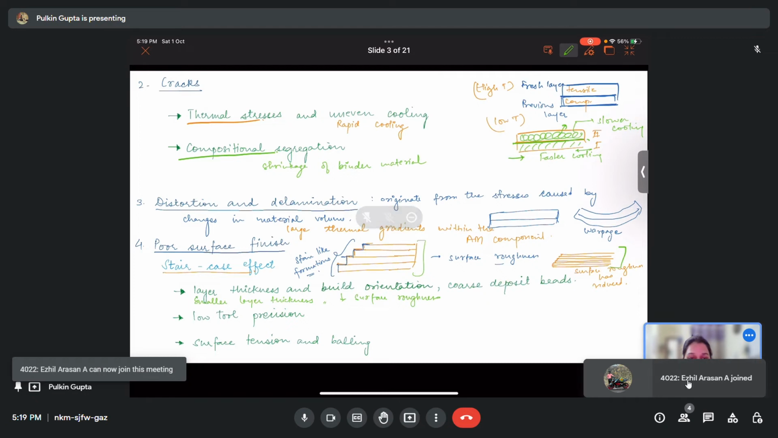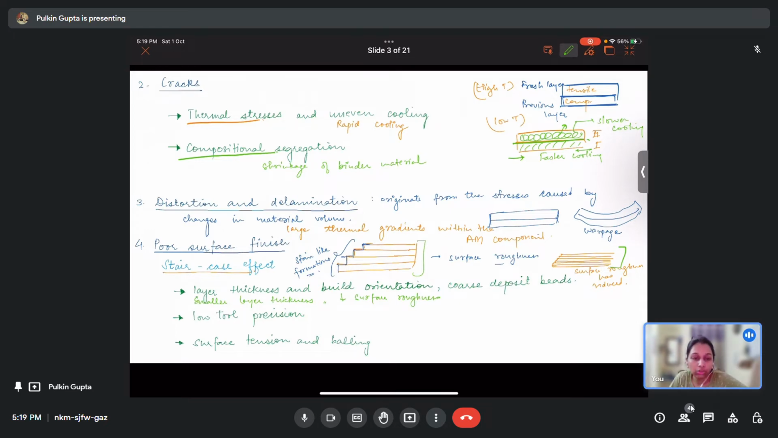Okay. Now let us come to build orientation. So we can play with the build orientation to minimize the inclination of the parts. Okay, so if there are any inclined geometries, we can orient them in such a way in the build platform that they are almost vertical, or they have reduced inclination of the surfaces. And then there are coarse deposit beads. So coarser the beads, higher will be the surface roughness.